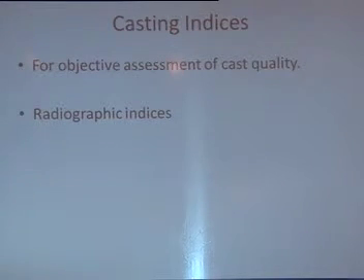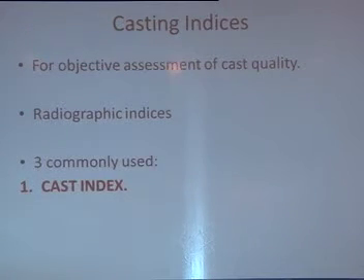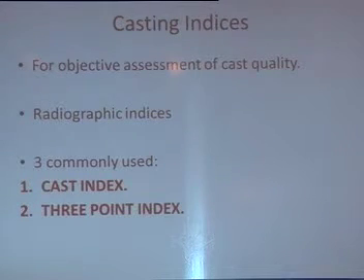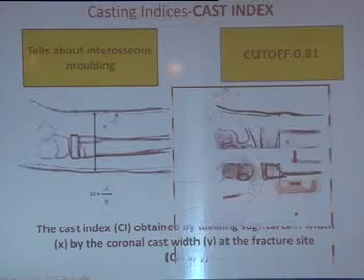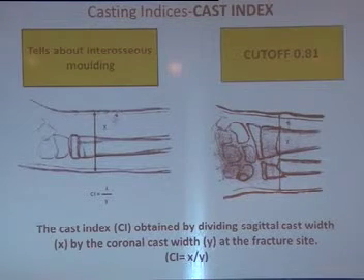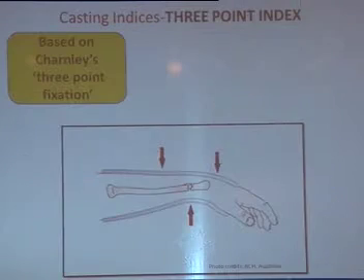To assess the cast quality, various casting indices, known as radiographic indices, have been given for objective assessment of the cast quality. In our study, we have included 3 of the most commonly used ones, namely the cast index, the 3-point index, and the second metacarpal radius angle. Cast index tells us about the interosseous molding. It has a cutoff of 0.81, and it is a ratio of the sagittal cast width to the coronal cast width.